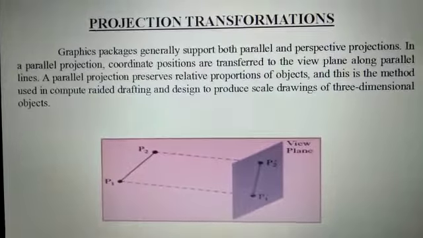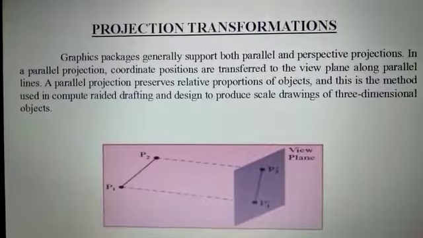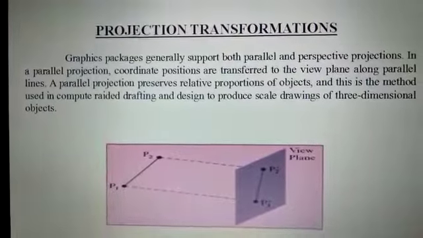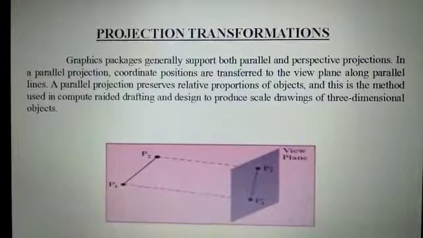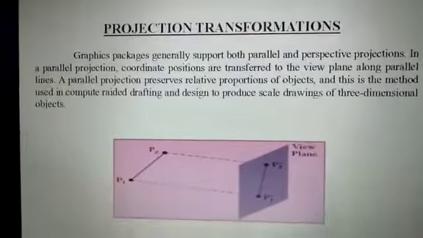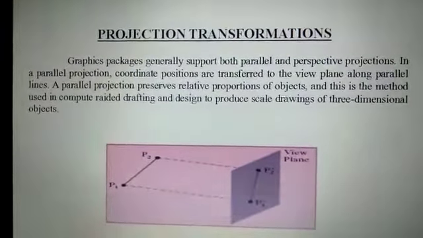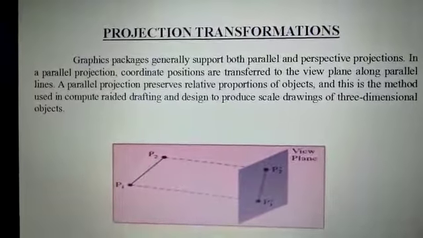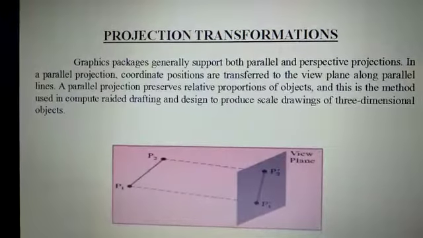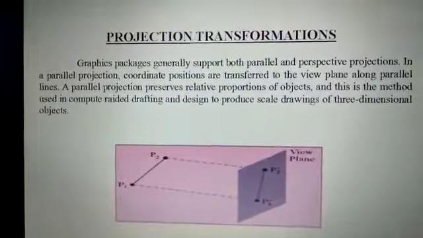All parallel lines in a scene are displayed as parallel when viewed with a parallel projection. There are two general methods for obtaining a parallel projection view of an object. We can project along lines that are perpendicular to the view plane, or we can project at an oblique angle to the view plane, as you can see in the diagrammatic representation. A parallel projection preserves relative proportions of objects, and this is the method used in computer-aided drafting and design to produce scale drawings of 3D objects.